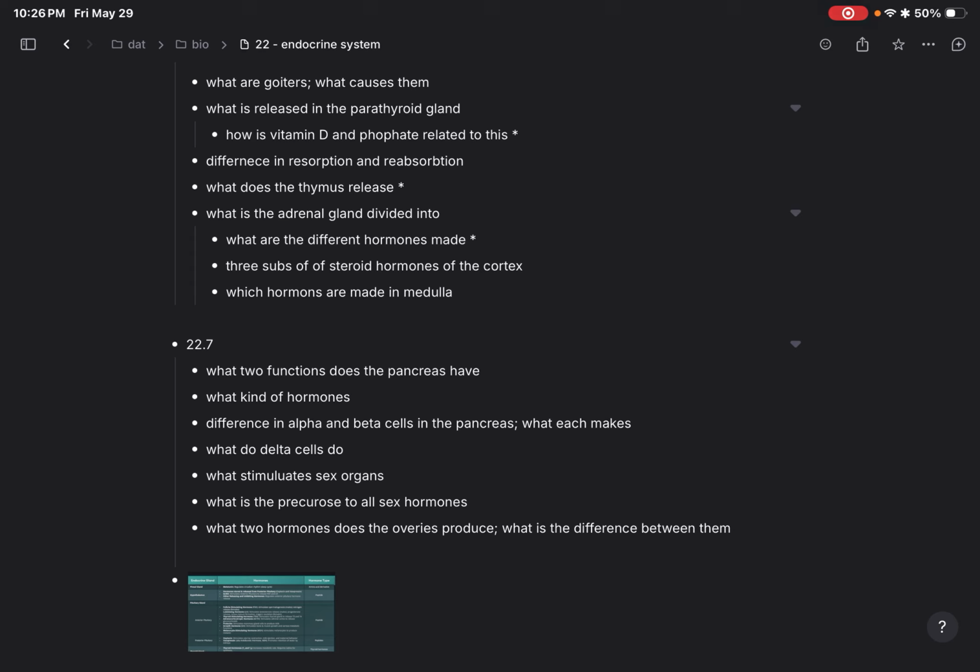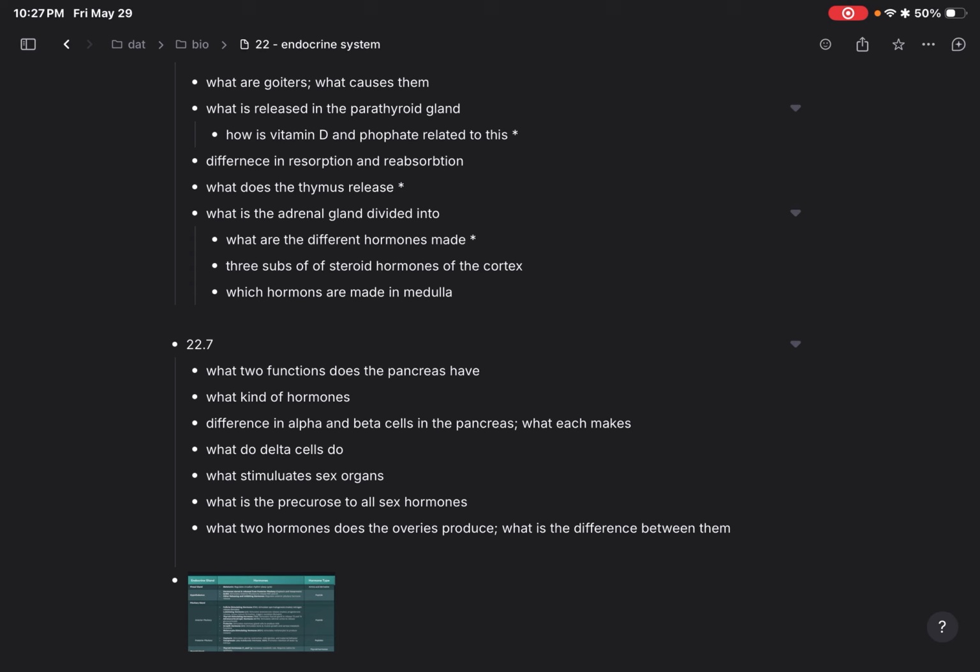So we got the adrenal gland, which is an organ in the endocrine system. Now, what is special about this gland? Well, there's two subdivisions. There is the adrenal cortex, the outer coating, and then there's the medulla, the inside, the middle. So what does each one do that is different? The cortex produces steroid hormones. Now there are three subdivisions of the steroid hormone.